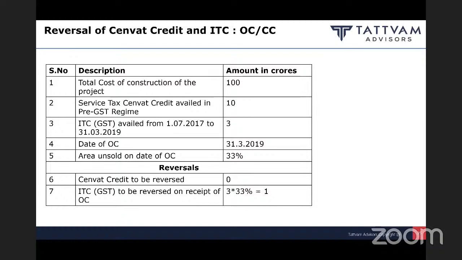So the GST law is very clear. Whatever GST credit I have taken, that is 3 crore rupees in this example, I have to reverse in proportion to the unsold area. Accordingly, 33% has to be reversed, which is 1 crore rupees. So that is my liability. What about the service tax credit? I have taken this 10 crore rupees service tax credit. Today I have received the OC. Am I liable to reverse?